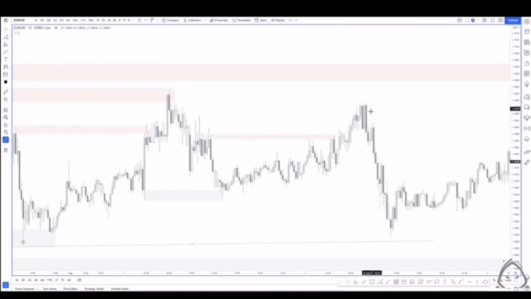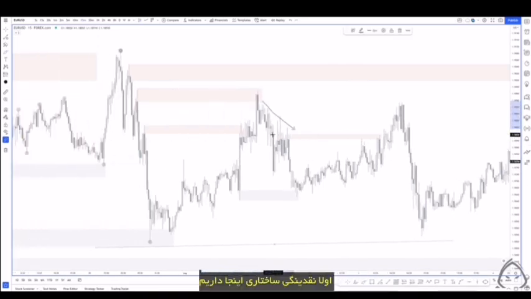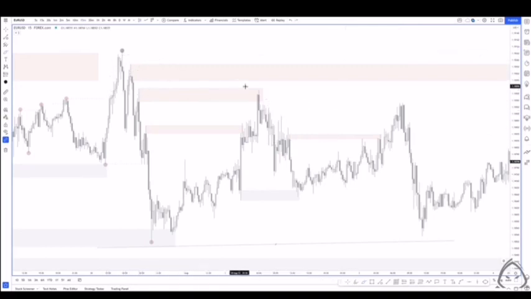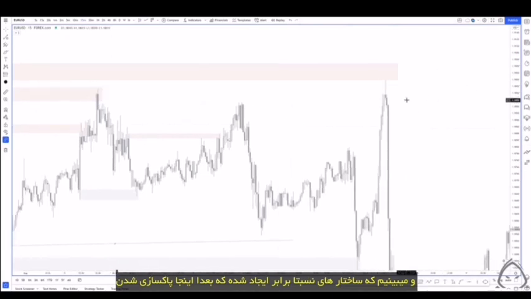pop to the upside. The only way we would be able to really figure that out or have an indication that it could happen was, one, that we have all of this structural liquidity right here, and the fact that we haven't actually tapped into this supply zone as well. And we're starting to create relatively equal highs, structural highs that then we see getting swept right here.